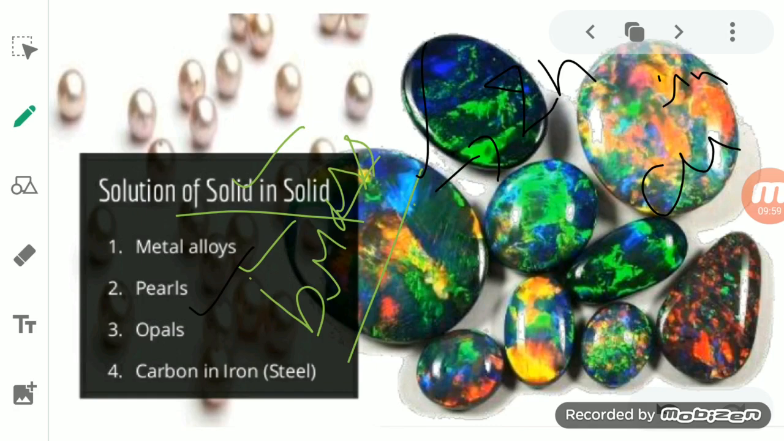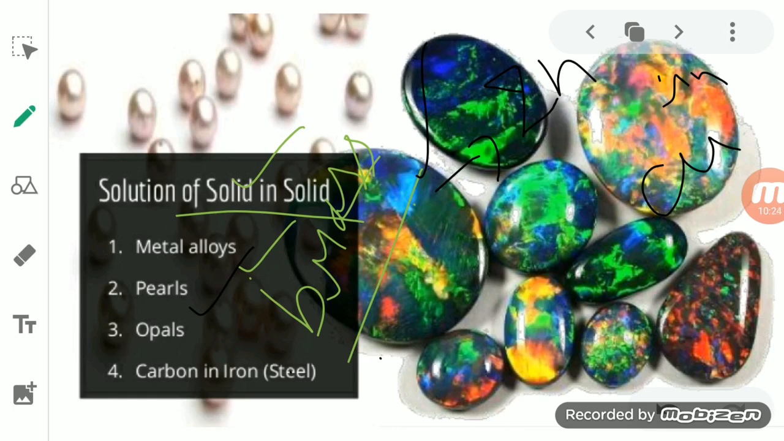Pearl or a carbon in an iron steel. So carbon is what? It is a non-metal. Iron is what? It is a metal. So when this non-metal mixes with the metal, then there is a formation of steel, as you all know. Okay, so carbon, when it is mixed with that of the iron, it will form steel.